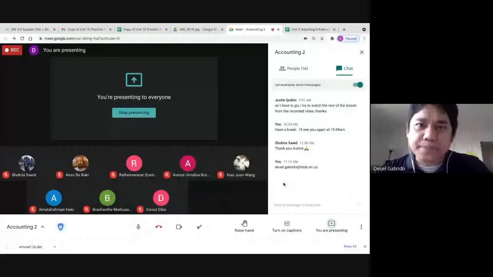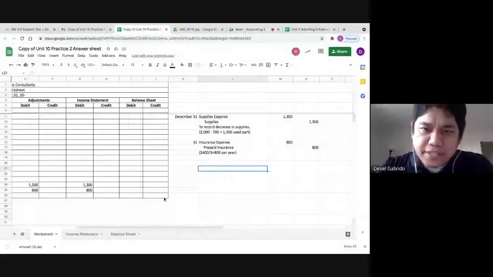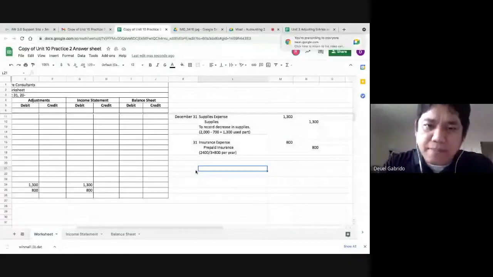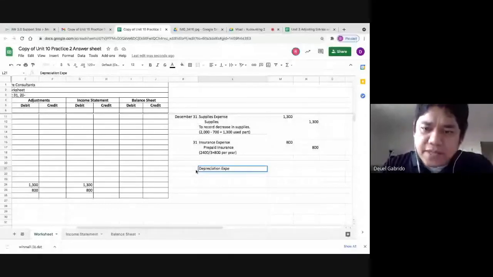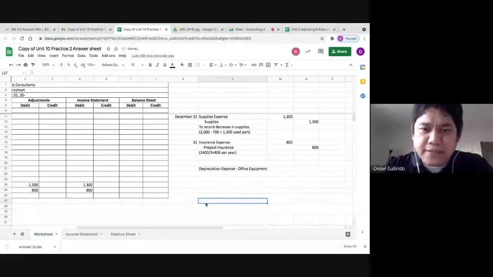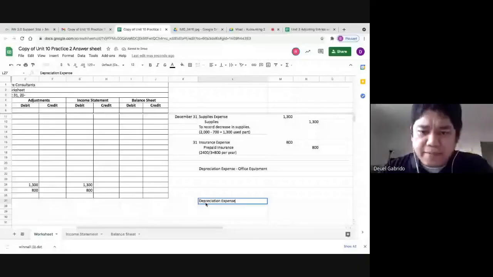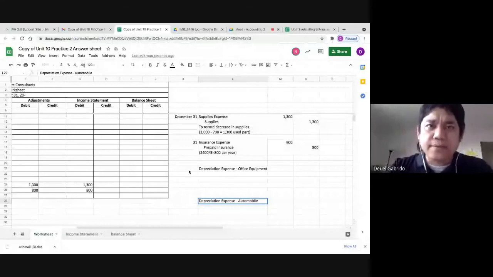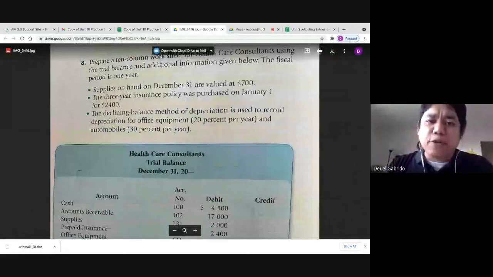Okay, depreciation expense. Let's calculate first. Depreciation expense. This one is for office equipment, right? Equipment. And the other one is depreciation expense, automobile. Auto, right? Okay. So what's the formula, guys, again, to calculate the depreciation?